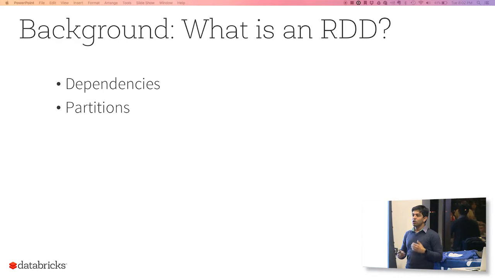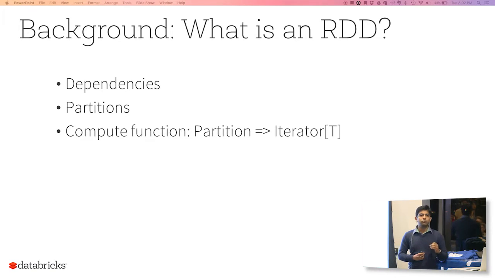Second, it encodes how you partition data, or more specifically, how you partition compute, such that you can actually operate on this RDD in a distributed fashion. And finally, it encodes some kind of compute function, which is a mapping from every partition to an iterator of data that's actually stored within that RDD. So all in all, this is essentially the interface, or API, that RDD provides.